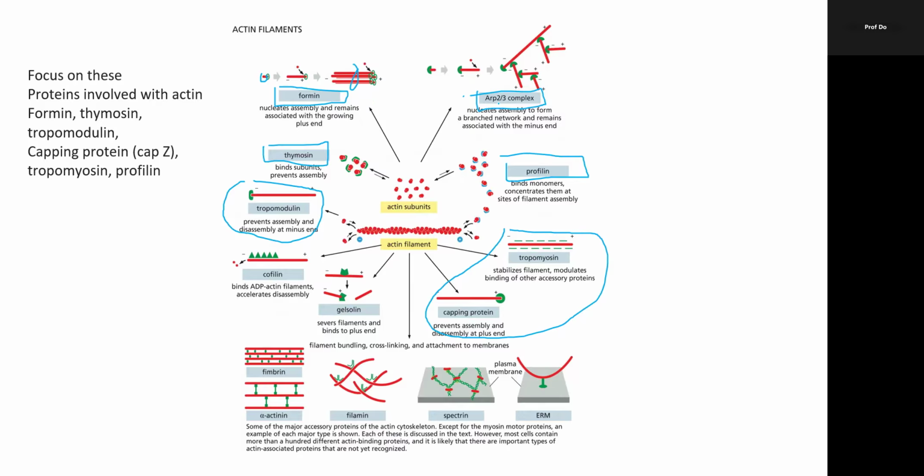ARP2/3 complex. The main purpose is to add nucleation sites to allow branching to occur. Again, your cytoskeleton is a branch-like network. Just like our skeleton, our ribs are branch-like. The cytoskeleton, the cell skeleton, is going to be branch-like. And what mainly creates those branches is your ARP2/3 complex.